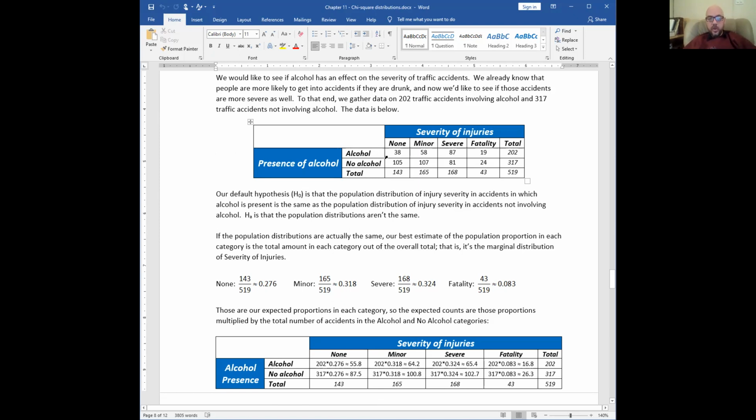And so we get a sample of accidents that involve alcohol. We get a sample of accidents that don't involve alcohol. And we test to see if their distribution of severity of injuries is the same or not. And mathematically, that's exactly what we were doing before, right? It's the same thing. So it's literally the same test, right?